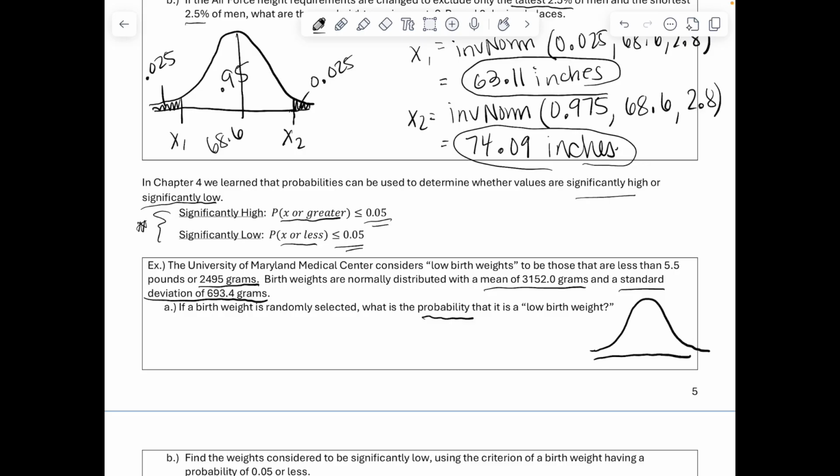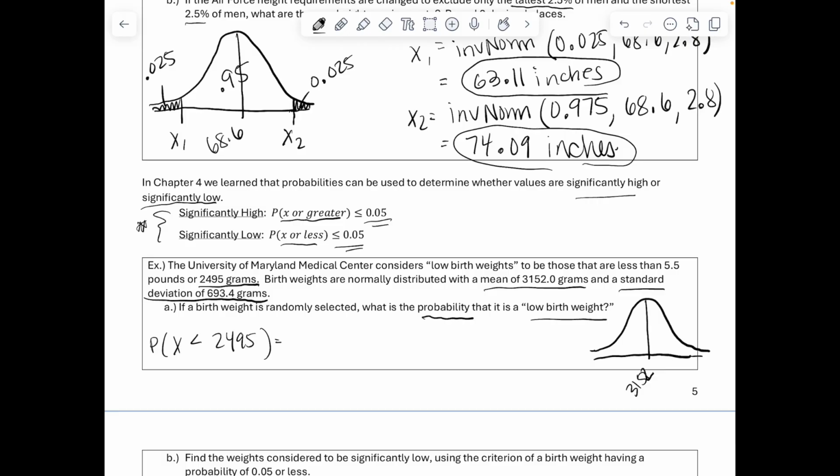So we're going to draw our bell-shaped curve first, since it does say it's normal. In the middle, we are going to put our mean, which is given to us. It's 3,152. And then we are asked for part A to find the probability that it's a low birth weight. And low birth weight is anything less than that 2,495 grams. So probability that it is less than 2,495 grams.